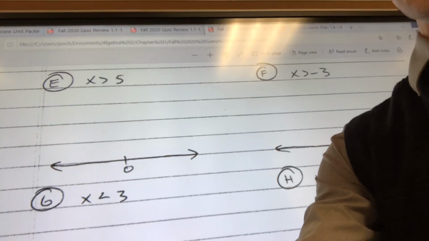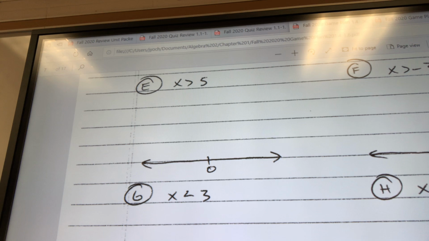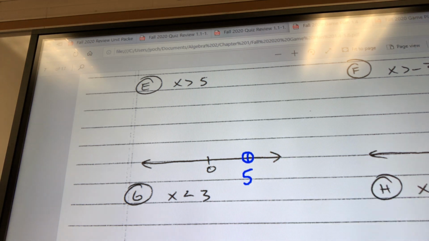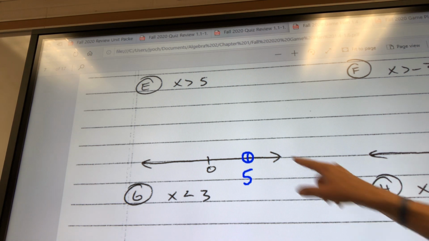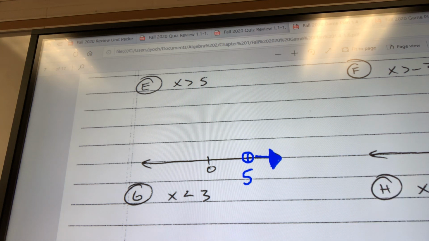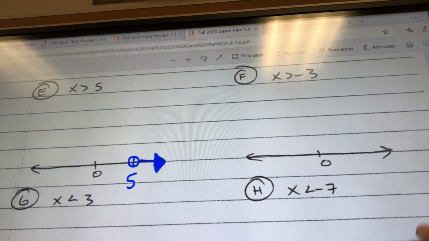On E, x greater than 5. X is greater than 5. All right, so here's 5. Now, greater than means it can't be 5, so use the open circle, and then you shade to the right. There's no equality, so it's not allowed to be 5. It can be 5.01, it can be 5.001, but it can't be 5 exactly. Okay, so that's why we use the open circle here.